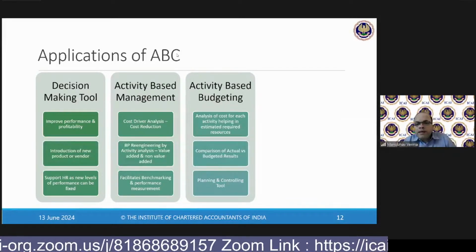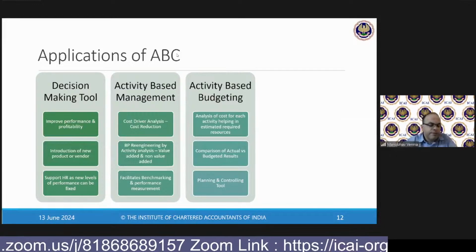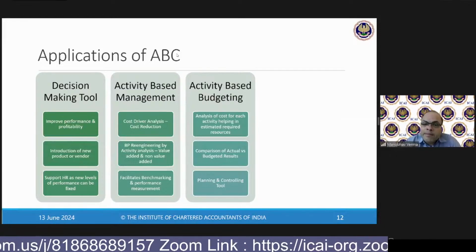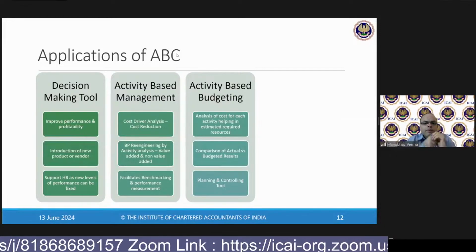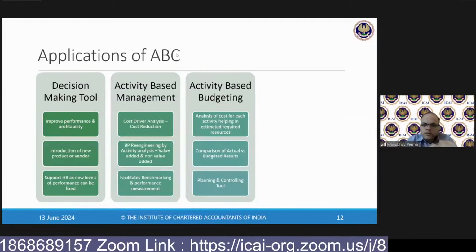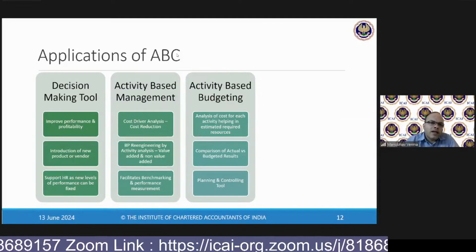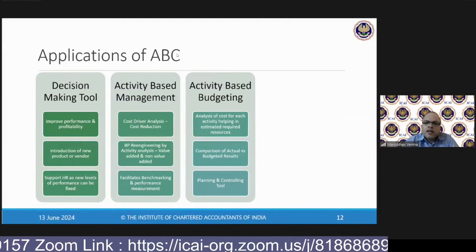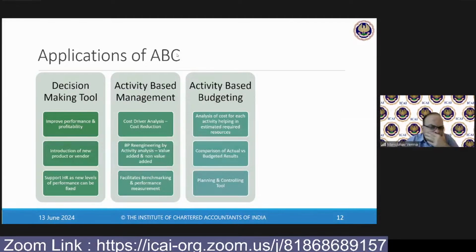Another important application of activity-based costing, friends, is activity-based budgeting. When I'm talking about budgeting, we are looking at a very high level aspect.